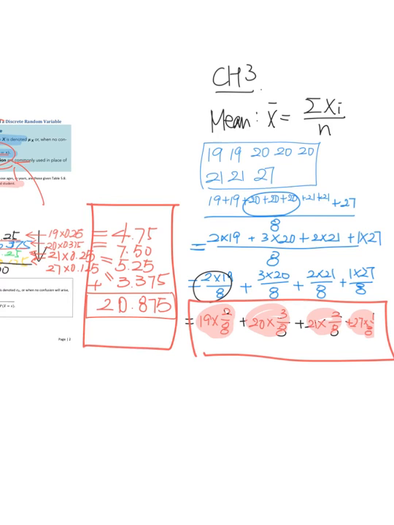Let me see. Here was a 0.25, which was 1 over 4, 2 out of 8. Here's a 0.375, that was a 3 out of 8, because we had 3 20s. 0.25, the other 2 out of 8. 0.125, which was 1 out of 8.